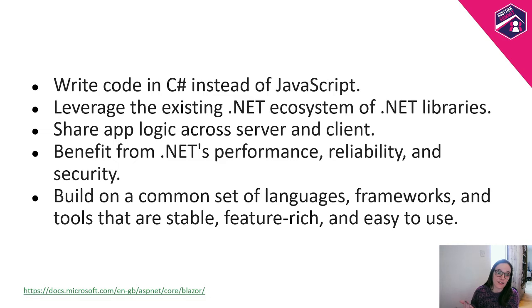So Blazor lets us write C# instead of JavaScript, and leverage the existing .NET ecosystem of .NET libraries, and also share our app logic from the server and the client side, and benefit from .NET's performance and reliability and security that comes from it being such a mature framework that we have been using for years. And we can use our common set of languages and frameworks and tools that are stable, feature rich, and easy to use. And I think one of the things that was important to me and to a lot of other .NET developers that I know is that we know the tools, we know the frameworks, we know the libraries, and it makes getting started in the new framework that much easier.